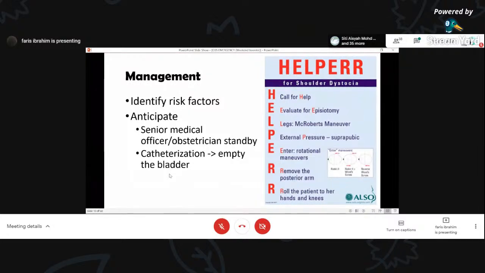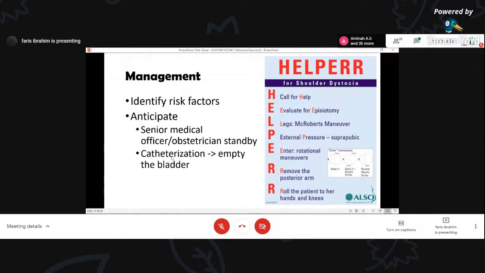So first of all, if you are being asked about how you manage shoulder dystocia, I would like to divide my management into general measures first, and the definitive management if the patient gets shoulder dystocia. The general measures: number one, you need to identify all the risk factors that I have mentioned from the history, the physical examination, and the ultrasound. If there is any risk of the patient getting shoulder dystocia, you need to anticipate it: have the senior medical officer and obstetrician on standby, the pediatrician on standby, and the OT on standby. This would benefit the patient if she does develop shoulder dystocia later during the delivery. Okay, that is the general measures if the patient has a risk of getting shoulder dystocia.